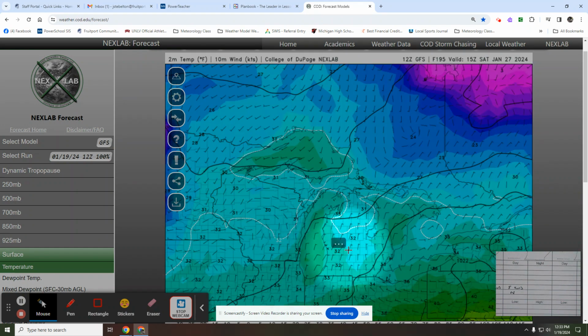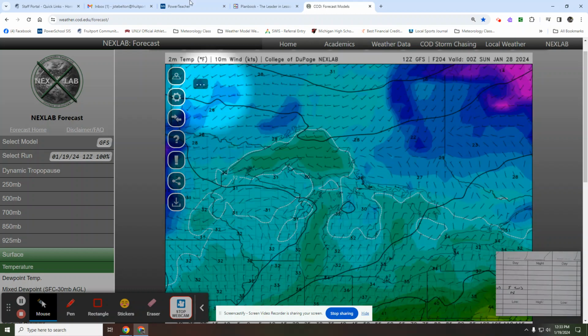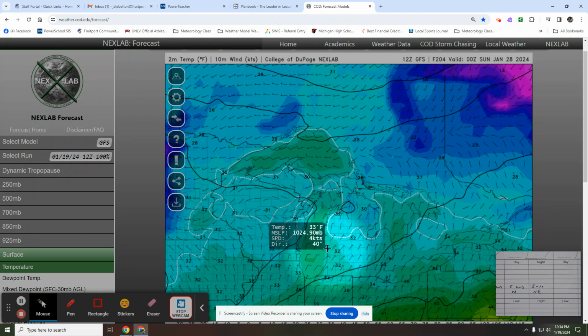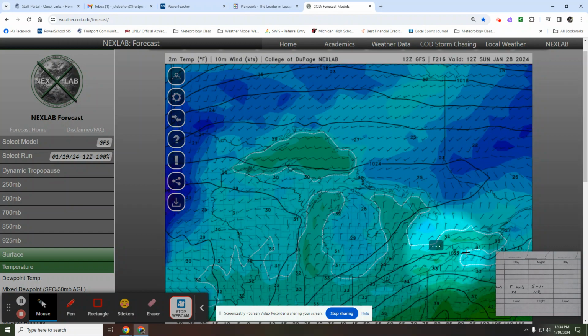And if I scroll to 00Z, that would be 7 p.m. The wind here from the northwest or the northeast at, again, about 5 to 10 knots. The northeast at about 5 to 10 knots. Okay, so again, looking at the wind barbs, let's just look at one more.